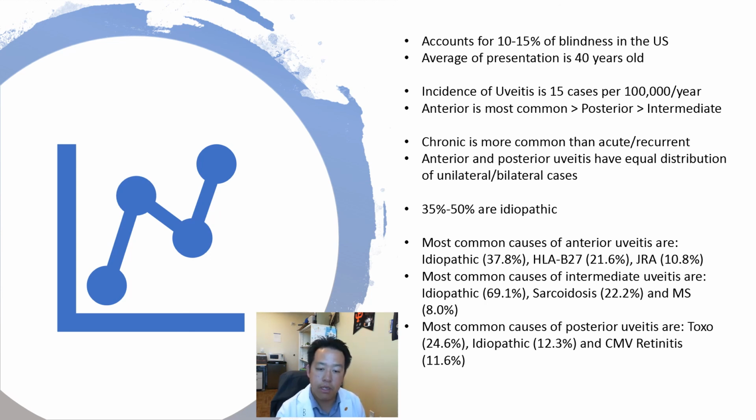And the last one is most common causes of certain uveitis. With the anterior, most common is idiopathic, then the HLA B27 class, then the juvenile arthritis cases. For the intermediate uveitis, the most common causes are again idiopathic, vast majority, sarcoid, and then MS. And then with the posterior uveitis, it would be toxo, then idiopathic, then CMV.